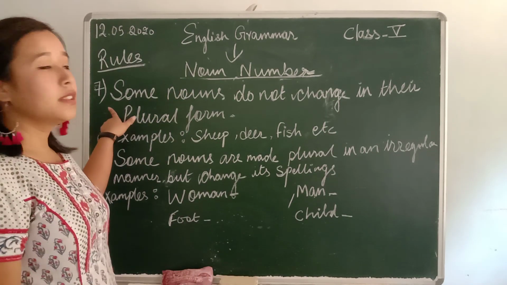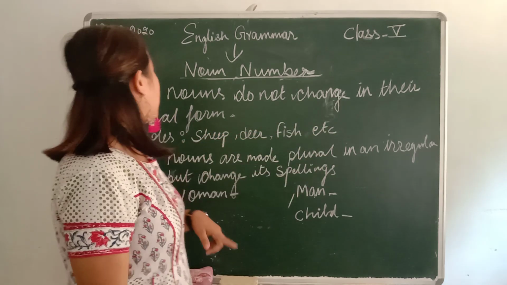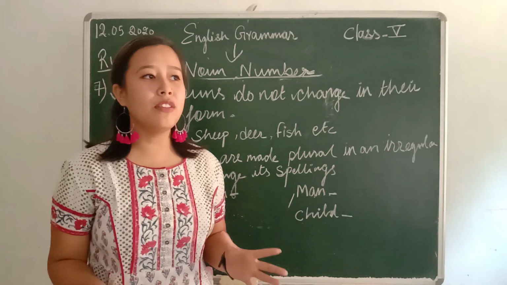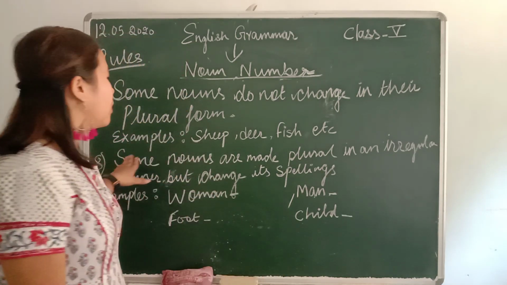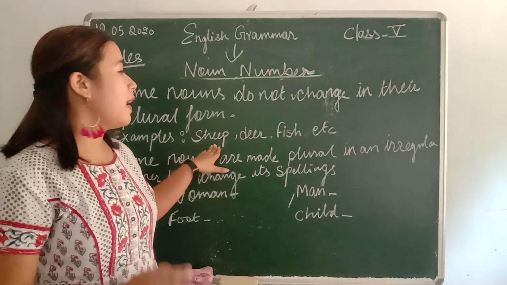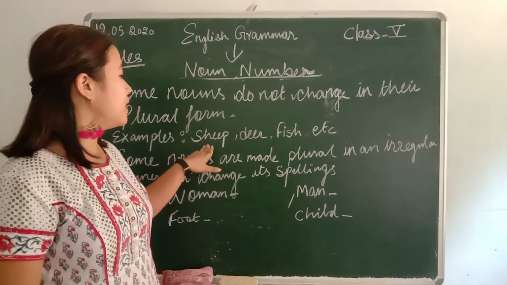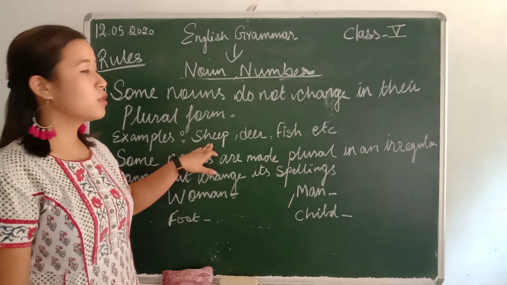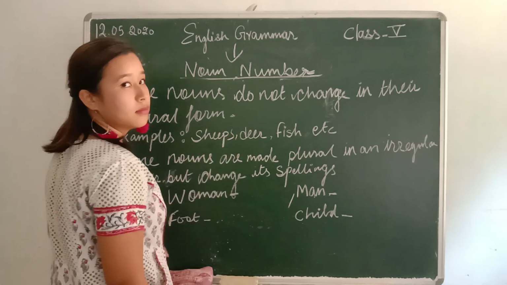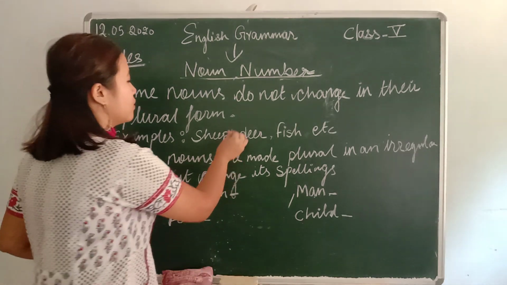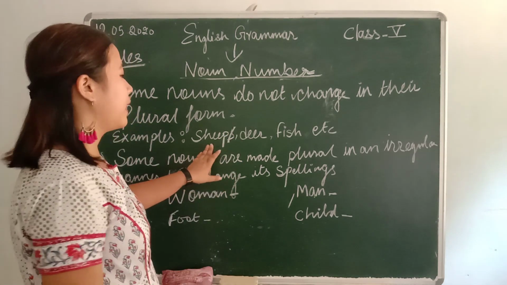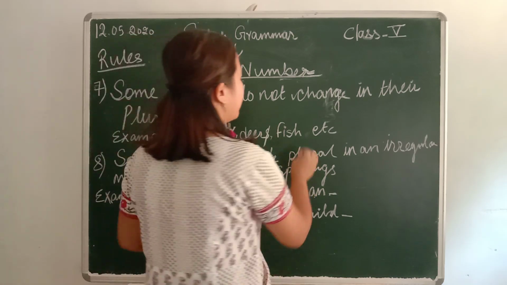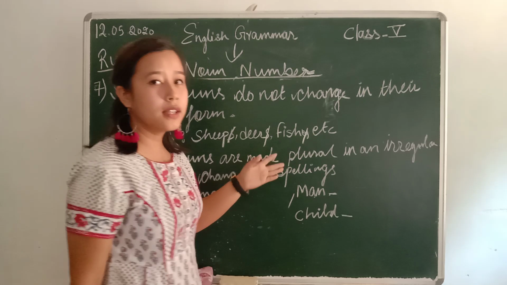Rule number 7: some nouns do not change in their plural form. As I have already mentioned, there are many words in English, right? Some of the words will not change in plural form. Some of the words are ship. We cannot say ships. This is totally wrong. Ships will not be correct. Deer, deers. This is also incorrect. Fish, fishes. This is also incorrect.